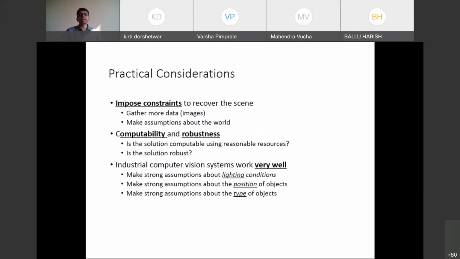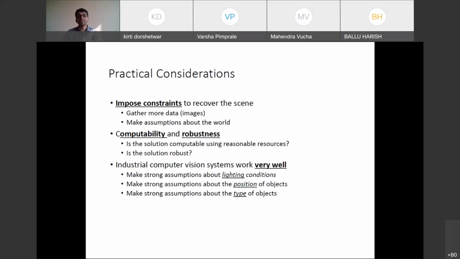So what are the practical considerations to this? Because a single algorithm won't be able to handle everything. So definitely you need to pose some constraints over this. So what are the constraints to recover the scene? First thing is you have to gather more and more images to train. From that, the algorithm will be able to understand which is the light region, which is the shadow region, or whether it is a similar pattern. Then based on that, it has to make assumptions about the world.